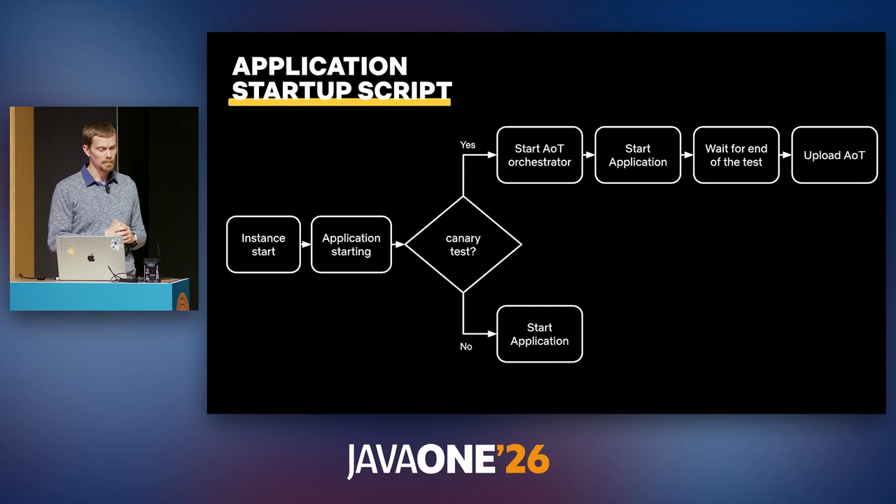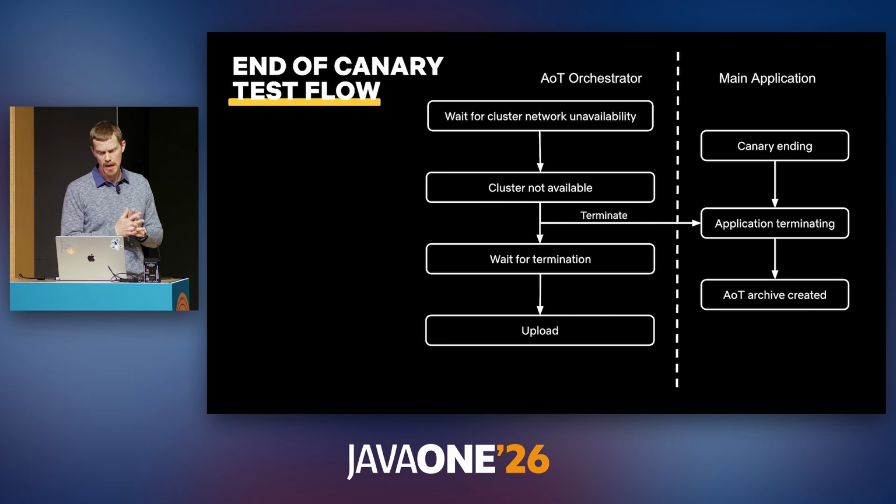In this process, I would like to spend some time talking about different steps. The first step I would like to describe briefly in more detail is how we actually handle the end of the canary. Our AOT orchestrator is watching for the main application to become unavailable over the network. Because when the canary test is done, we have a canary testing platform that will unregister the cluster from our service registry and will make it not available. That way, our orchestrator will discover that the canary has ended.